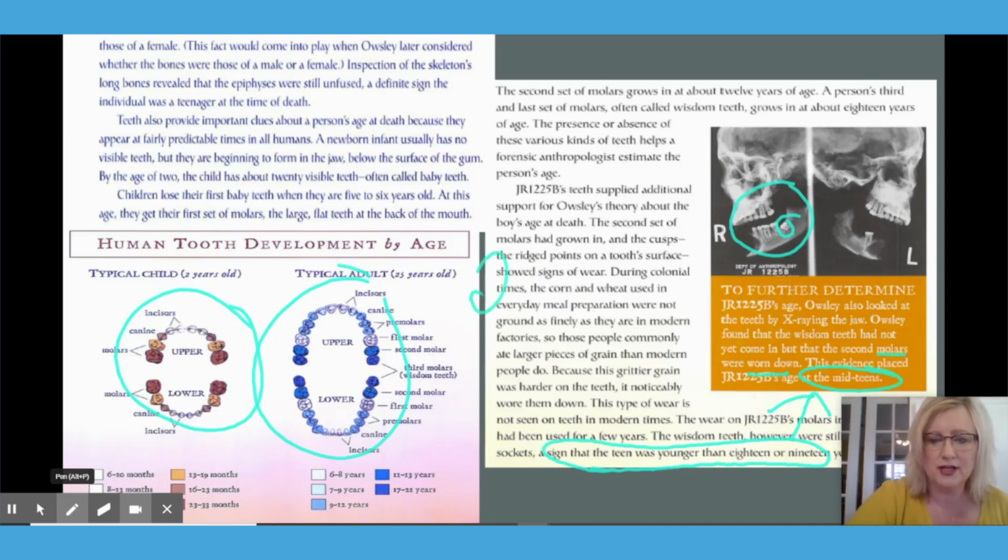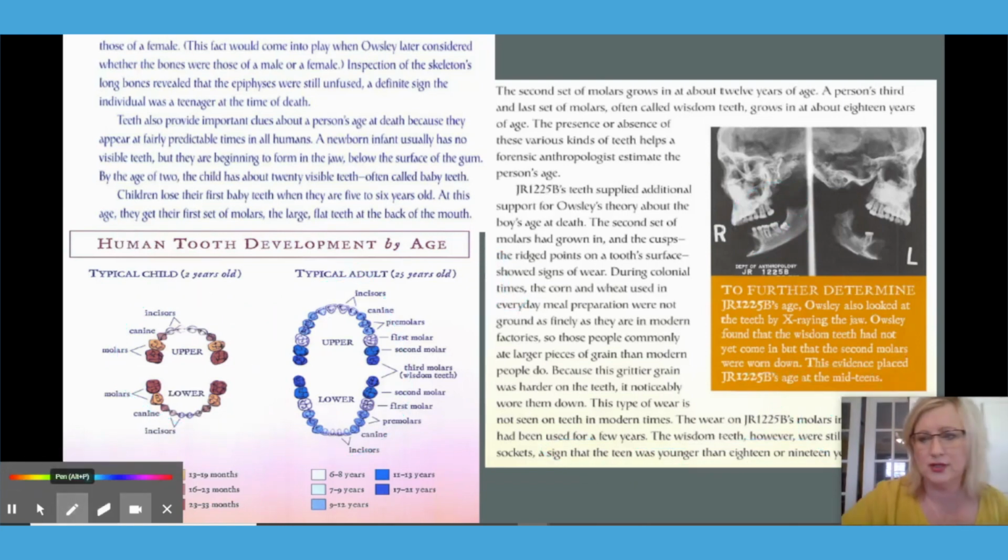So again, this would be a great level 2 question where the students can ask and answer, how did Owsley use leg bones and teeth to determine that the bones of JR1225B probably belong to a teenager in his mid-teens or a teenager younger than 18 or 19 years of age? So very easily, that could be a great level 2 question where they're asked to synthesize all of this information. Furthermore, this is also a good place for a level 3.